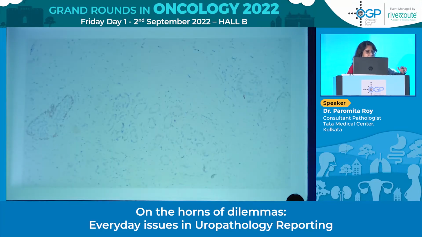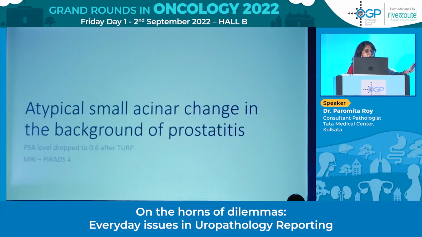In this case, IHC we could not base on because of these caveats, because of the processing artifacts. Some of the benign glands had retained basal cells, but some of the clearly benign glands also did not show P63, and the most suspicious foci was lost in deeper cuts. So on the basis of morphology, we called it atypical small acinar change in the background of prostatitis.